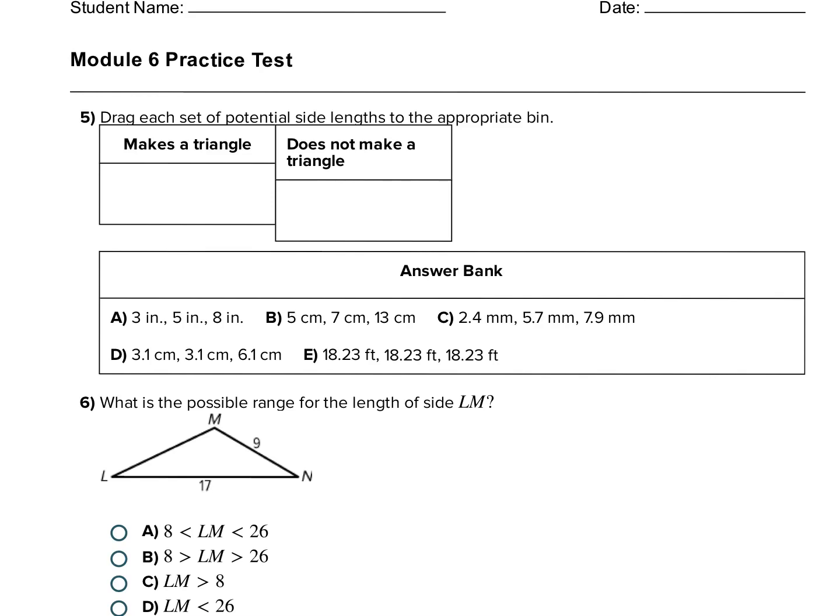Question 5 is asking us to take a look at the 5 sets of side lengths to determine if they form a triangle. Now, if you remember the activity we did in class, we used this inequality to determine whether or not 3 side lengths can possibly form a triangle. Now remember, C represents the longest side.